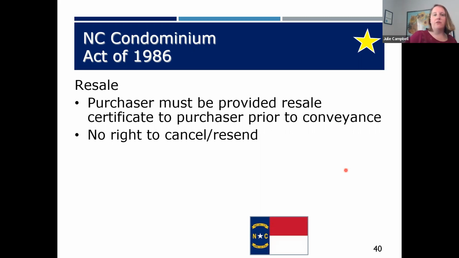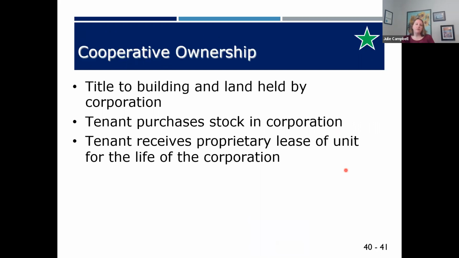Another hybrid form of ownership is a cooperative ownership. This is also known as a co-op, C-O-O-P, co-op. With a co-op, you don't own property. A co-op, you buy stock. And by purchasing stock in the company that owns the property, that gives you the right to live there.